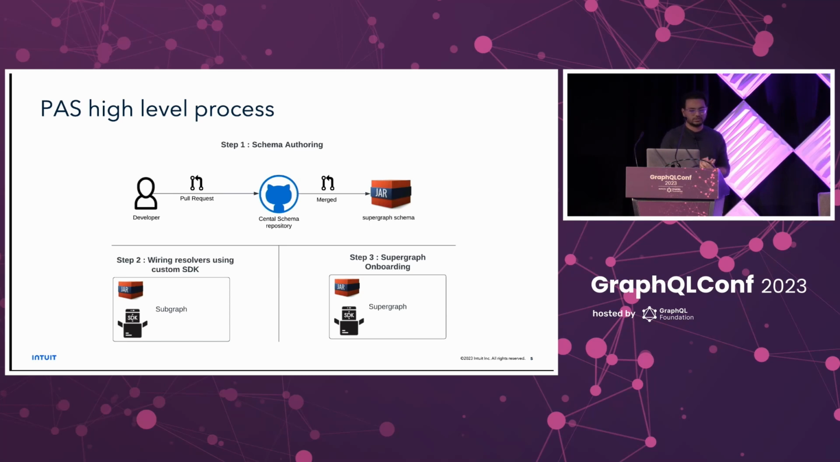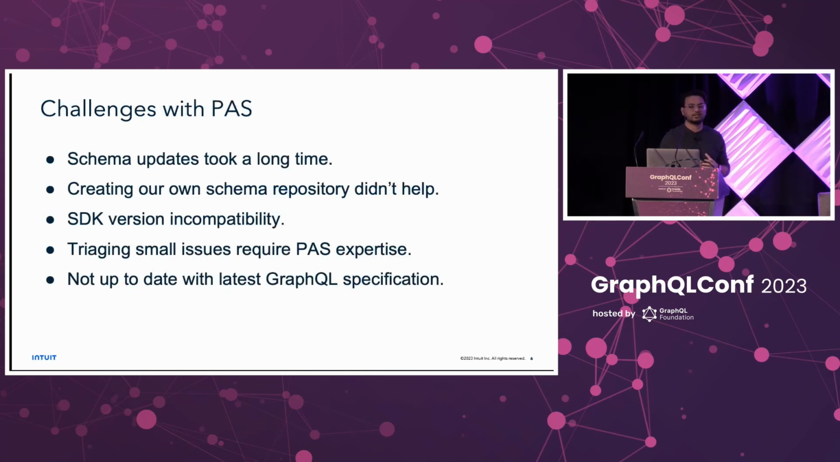PaaS orchestrator. Now, you'll see that this is very inefficient and unoptimized, and there were a lot of challenges with PaaS. Like you see, for schema updates, even for a small field change, we had to make a PR and consume the jar in both the subgraph and the supergraph. So there were a few challenges.